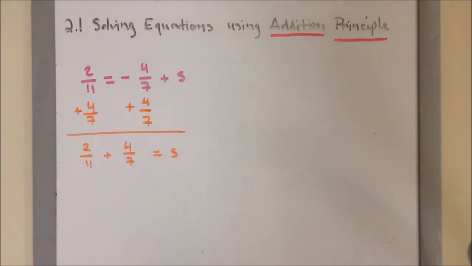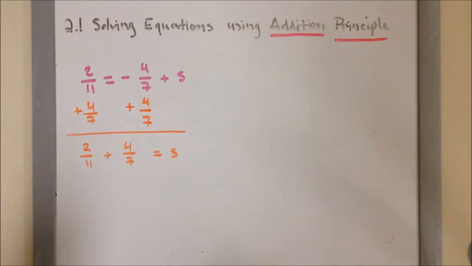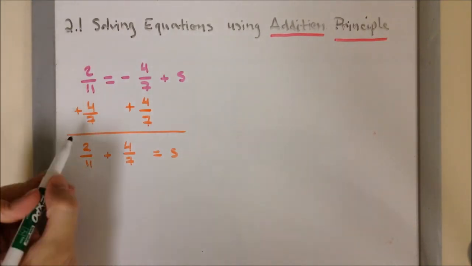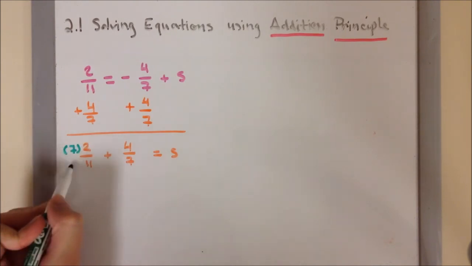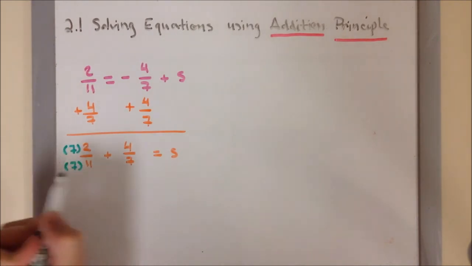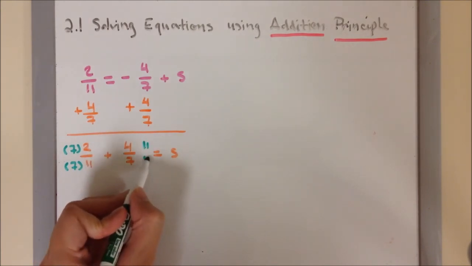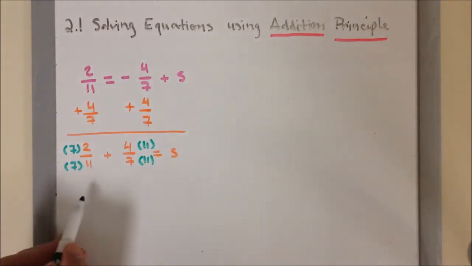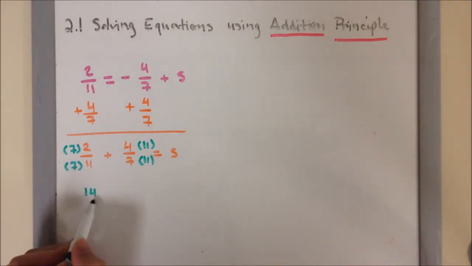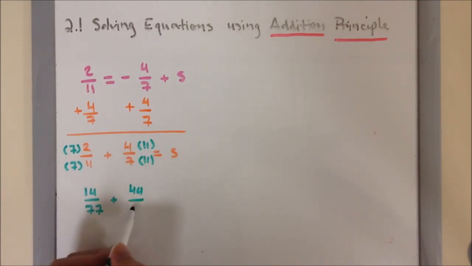Same thing as before, we have different denominators. In order to get a common denominator, for 11 and 7, the common denominator would be 77. I'm going to multiply the first fraction's numerator and denominator by 7. I'm going to multiply the second fraction's numerator and denominator by 11. So our first fraction will become 14 over 77 plus 44 over 77.